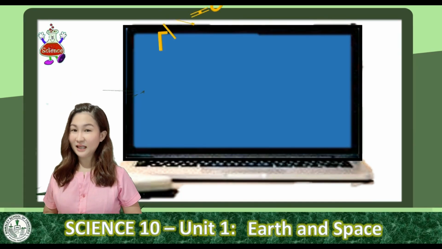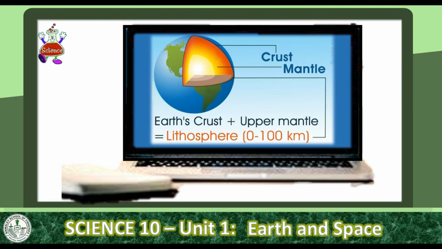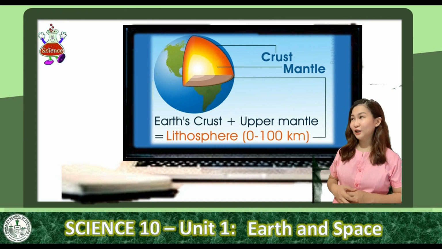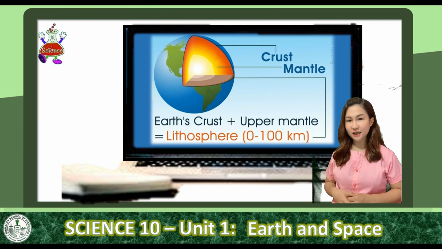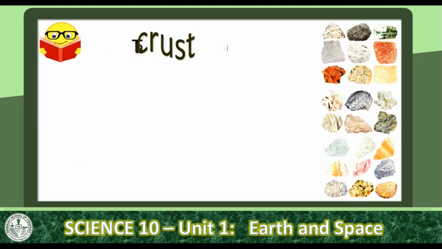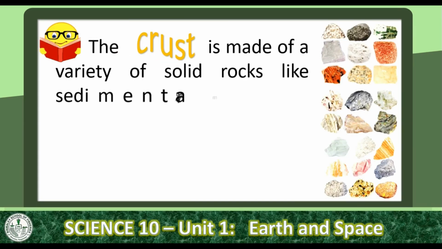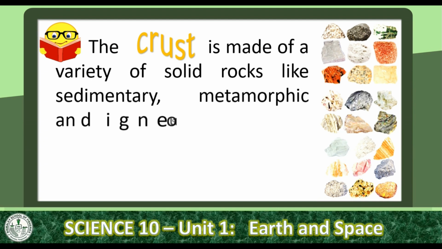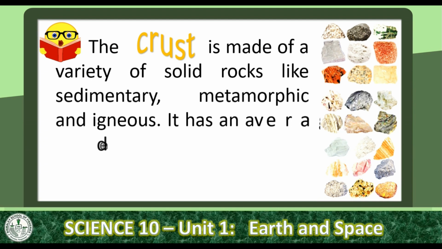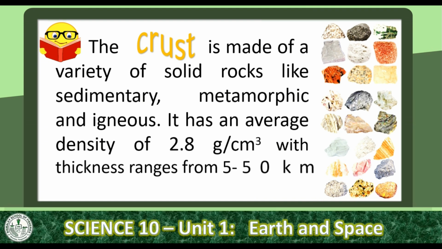But before that, let's study first the Earth's lithosphere. The lithosphere consists of crust and the upper portion of the mantle. In this lesson, we will focus on the outermost layer, which is the crust. The crust is made of a variety of solid rocks like sedimentary, metamorphic, and igneous. It has an average density of 2.8 grams per cubic centimeter, with thickness ranging from 5 to 50 kilometers.